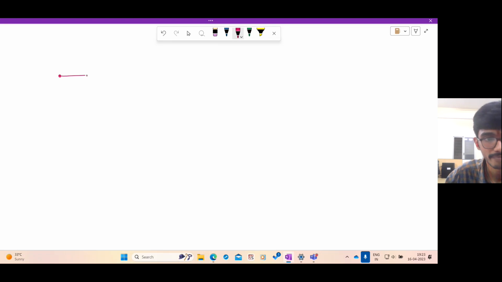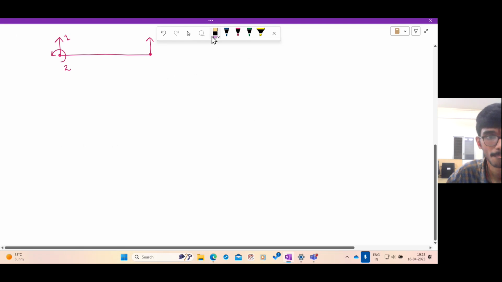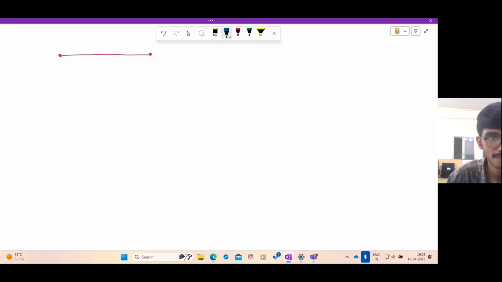Let us consider the beam. What are the degrees of freedom? We are not considering horizontal motion. So this is 1 degree of freedom. This is another degree of freedom. Oh, sorry, this is a frame element, right? So let me draw the degrees of freedom this way. So you have U1, V1, theta 1, U2, V2, theta 2.